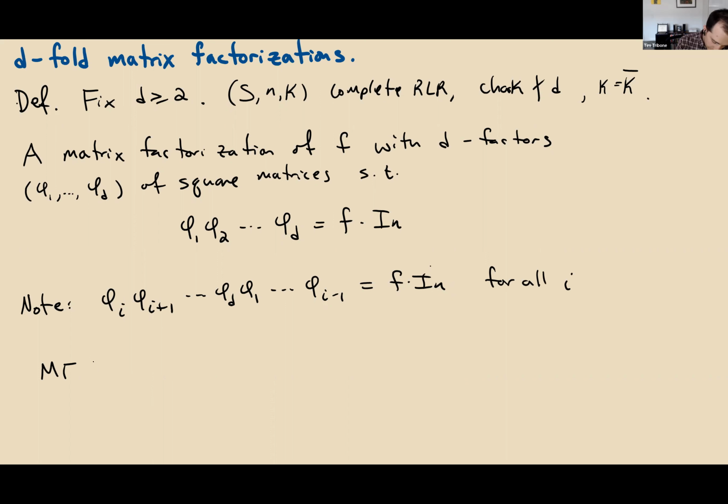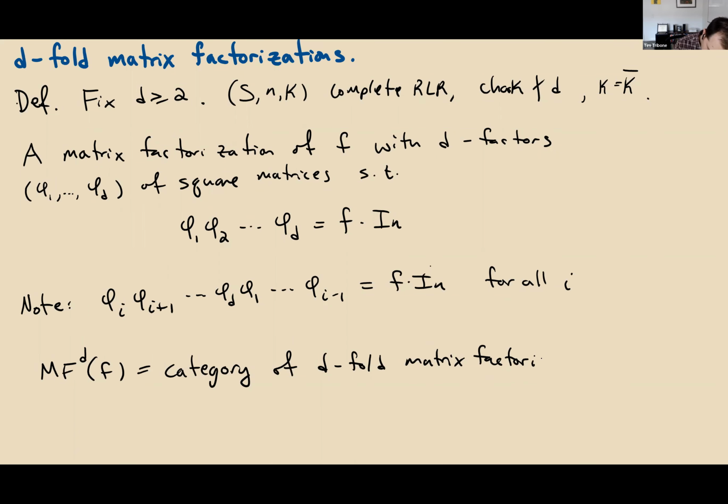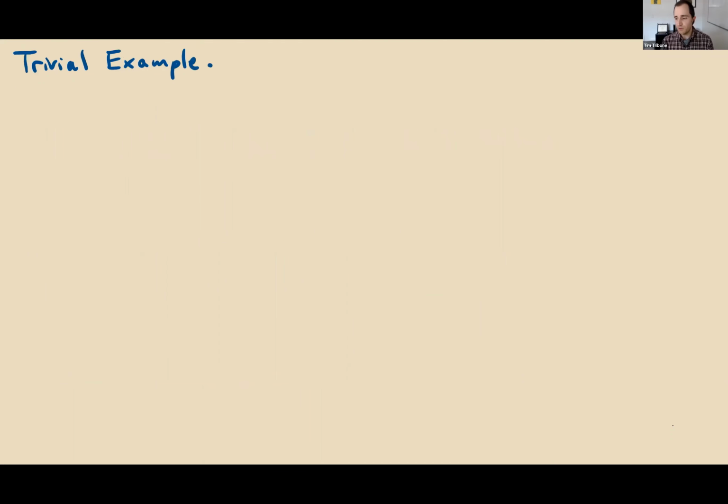For simplicity, I'm going to write MF^d of f for the category of matrix factorizations with d factors, with a little d as a superscript to indicate that I mean with d factors. This is the category of d-fold matrix factorizations of f. Okay, great. So let's start with a very simple example.